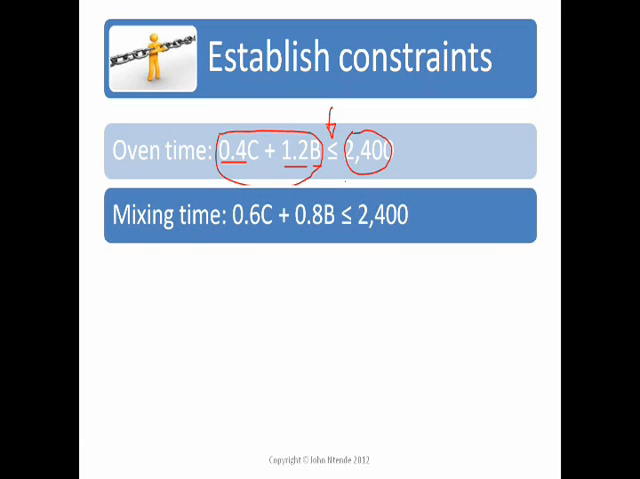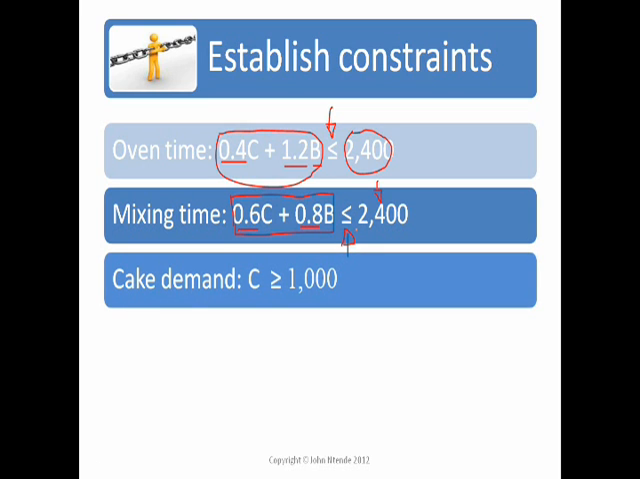The next constraint was mixing time. Again, it was limited to 2,400, so we have the same sign here, less than or equal to 2,400. Each unit of C takes 0.6 hours. Each unit of B takes 0.8 hours. So the total time for mixing is 0.6 C plus 0.8 B, and this should be less than or equal to 2,400.